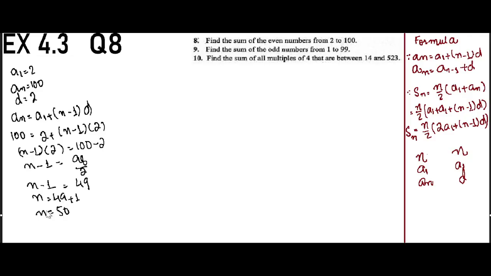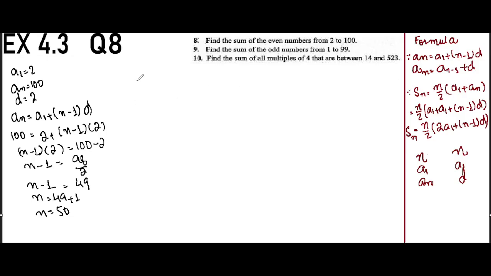Now we know the value of n, we know a1, we know an, we know d. Now we can use any of these formulas because we have n, we have a1, we have an, and we have d. So we can use any of these formulas. So I guess this one is simpler.